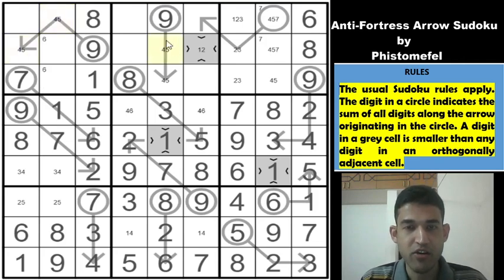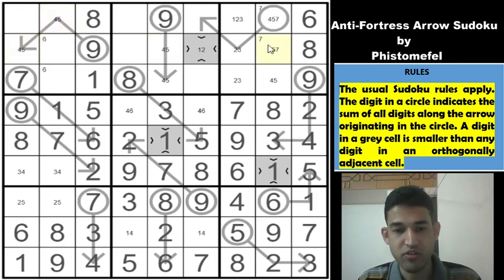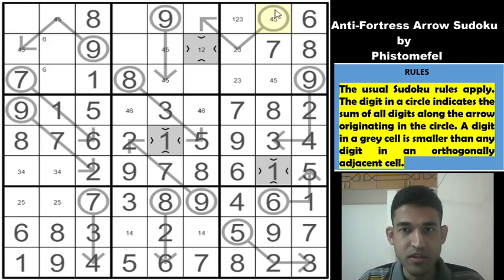So you have a 4, 5 here, you have a 4, 5 here. So this is a 7 now, 4, 5, 7. So this is a 7, this is a 4 and 5. 7 is eliminated from there. And now this arrow has suddenly become restricted.